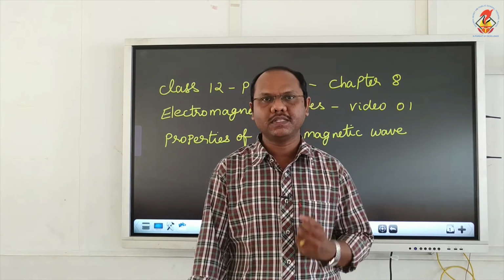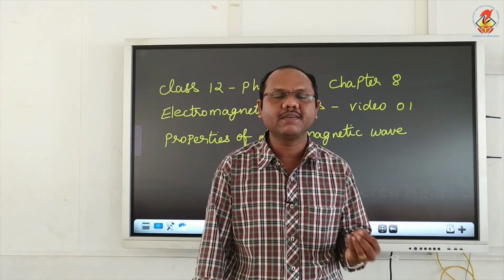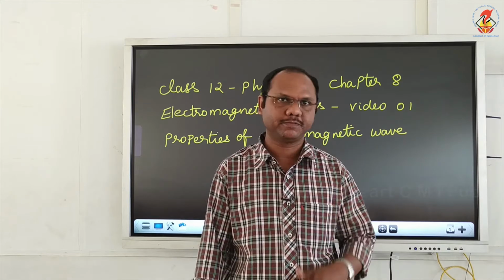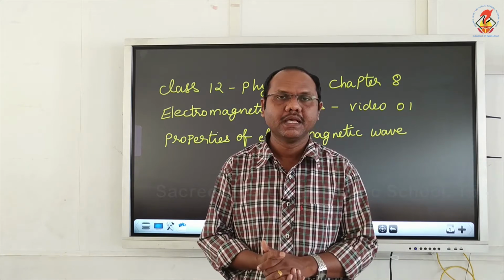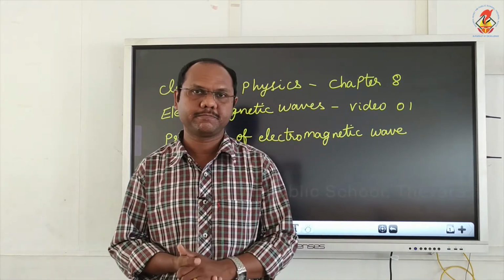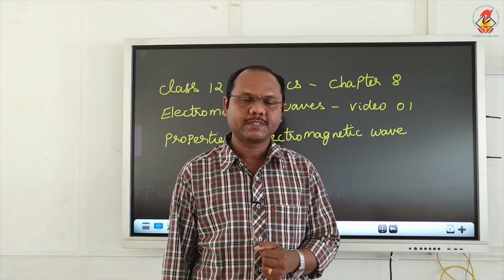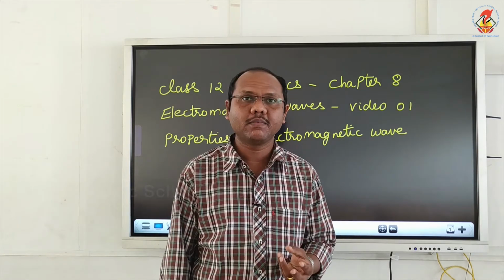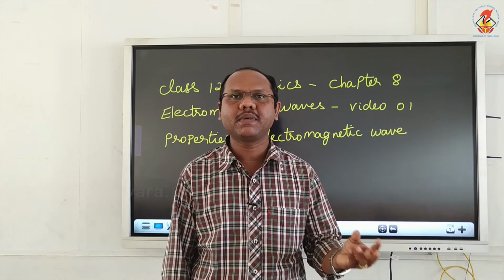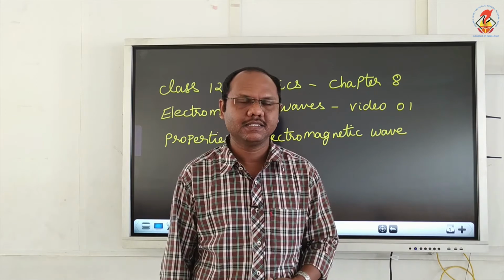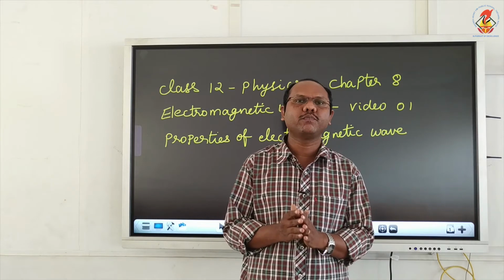The mobile phone that we are using is transmitting and receiving the signals using radio waves. Now, radar is using microwaves. Those are electromagnetic waves. And you have heard about ultraviolet rays, infrared rays, gamma rays, X-rays. All those things come under electromagnetic wave.